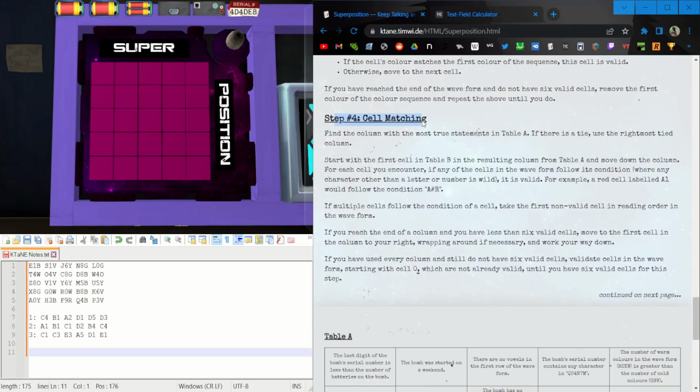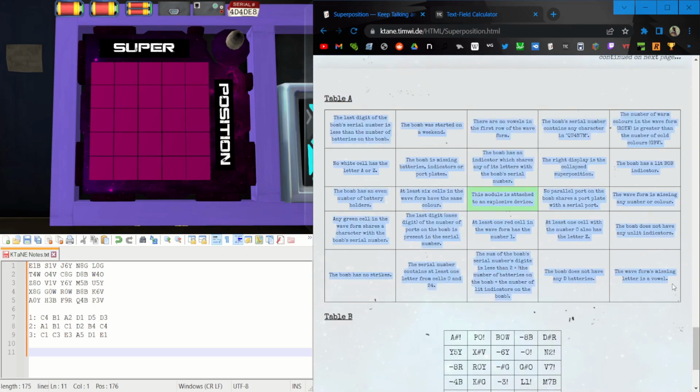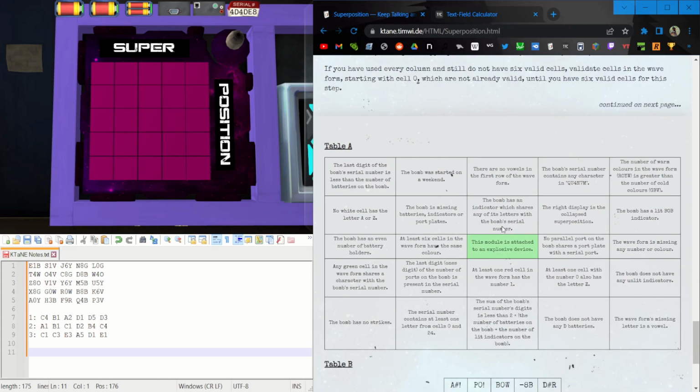Finally, the cell matching. We have this table right here, and we need to use it to find exactly which statements are true and how many of them are true for each column. The column with the most true conditions will be the column that we'll use, and I'll get to that after this. The middle cell right here is already given for you. This muzzle is attached to an explosive device. This one is always true. But we're going to go through all of them.